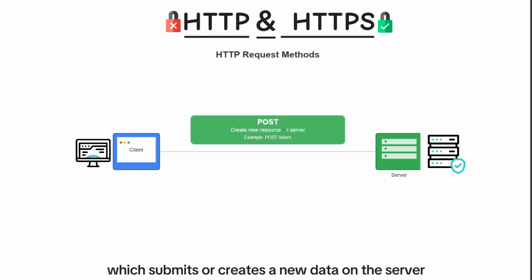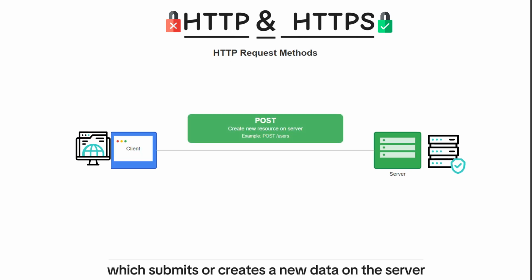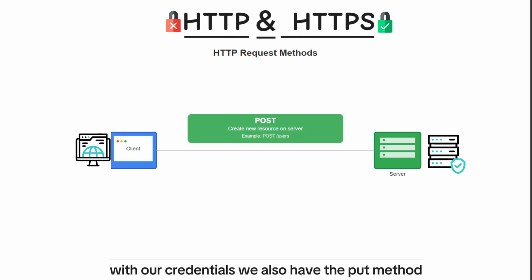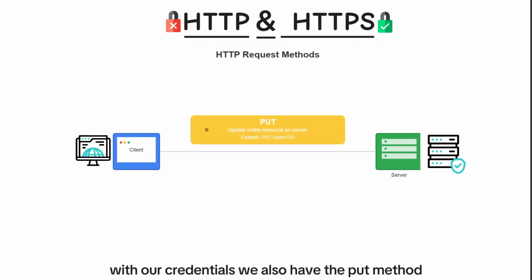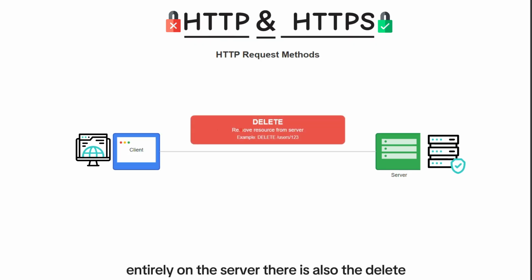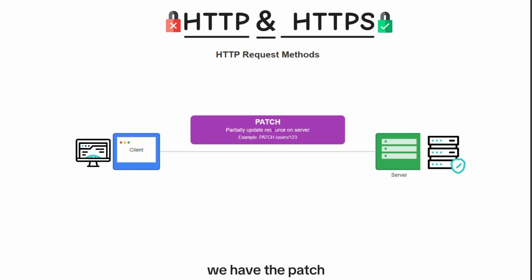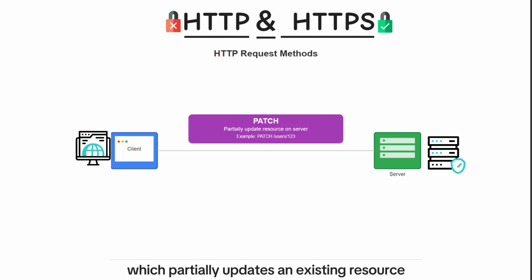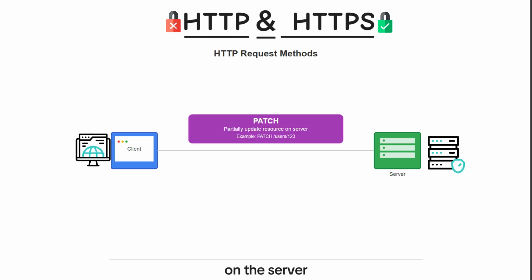The POST, which submits or creates new data on the server, is mostly used when we log into forms with our credentials. We also have the PUT method, which updates an existing resource by replacing it entirely on the server. There is also the DELETE, which simply deletes a specific resource from the server. And lastly, we have the PATCH, which partially updates an existing resource on the server.